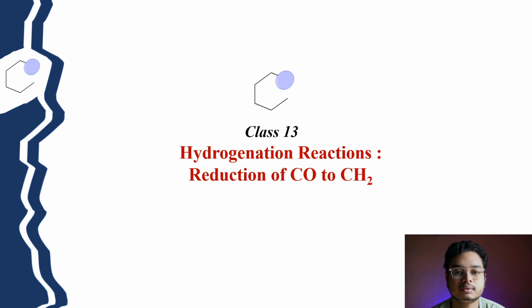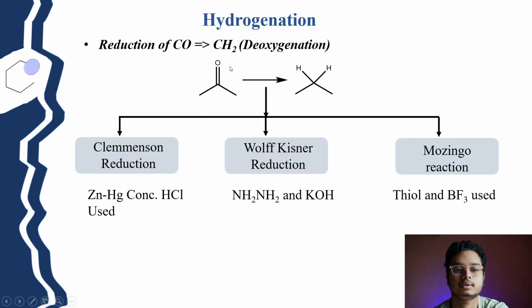So in this particular class, we are talking about different hydrogenation reactions, such as the reduction of the C=O group to a CH2 group. This is nothing but a deoxygenation reaction. We are actually talking about this particular reaction where the carbonyl compound, that C=O, is reduced to the CH2 group. To achieve this transformation, there are three different pathways.